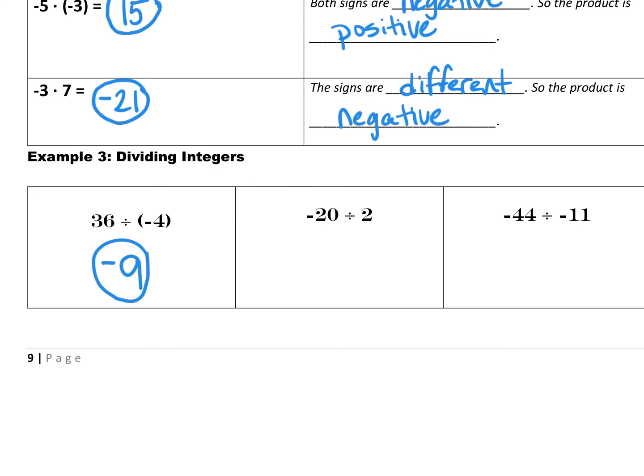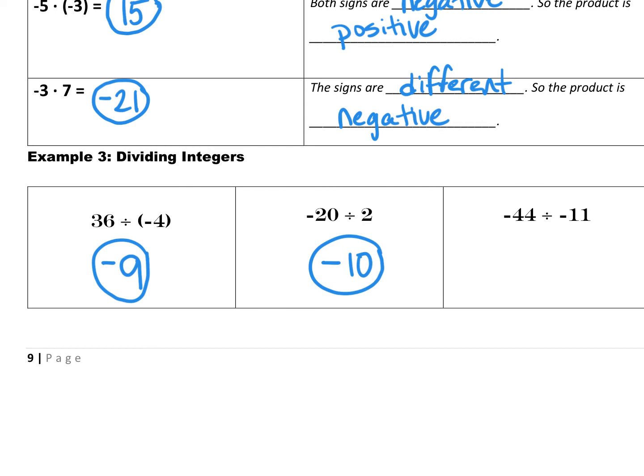-20 divided by +2. Try it on your own. The signs are different. Think about what sign your answer is going to be. 20 divided by 2. You should have gotten -10. Because 20 divided by 2 is 10. Different signs, your answer is negative.